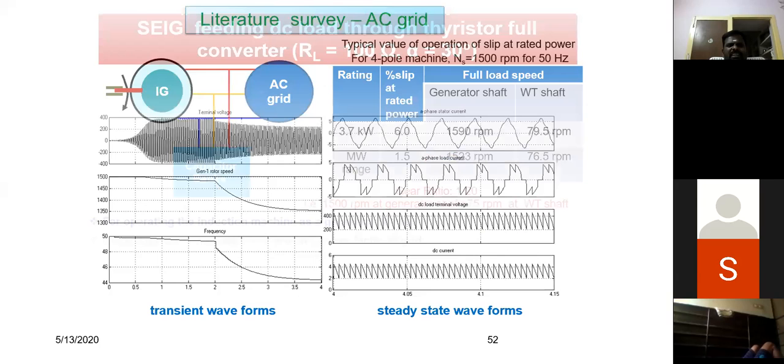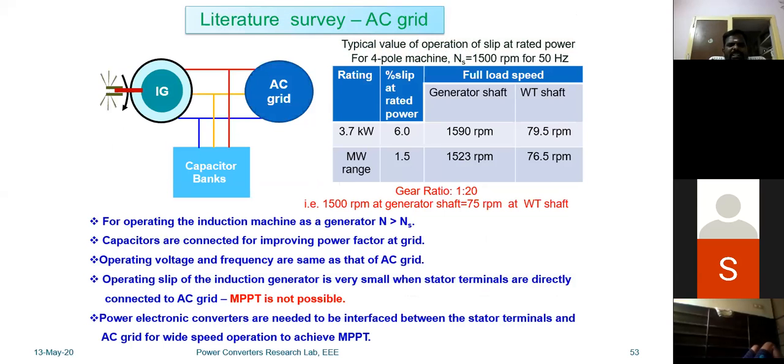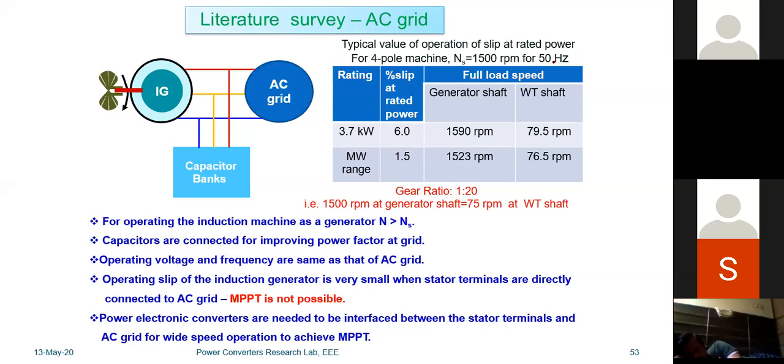So far, we have started with the introduction of the wind energy conversion system, the research challenges, the various types of generators, and the importance of the squirrel cage generators, which I have discussed. Now we will go to the importance of the power electronic controllers.